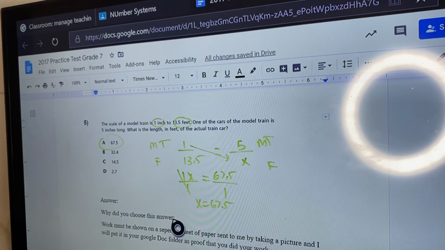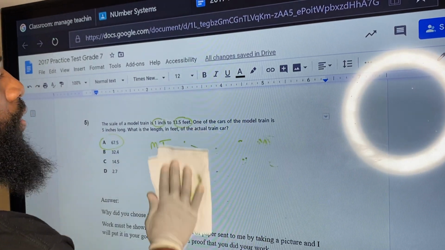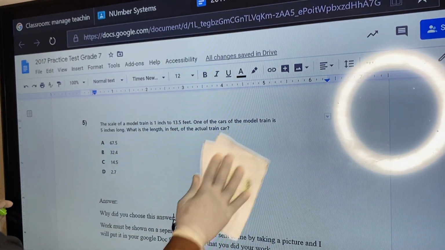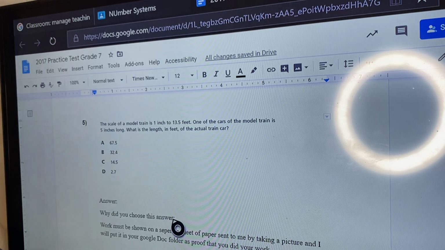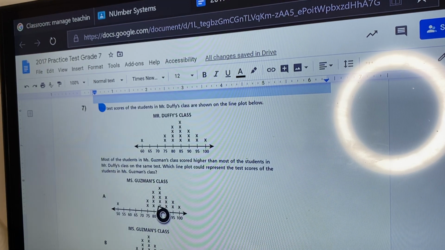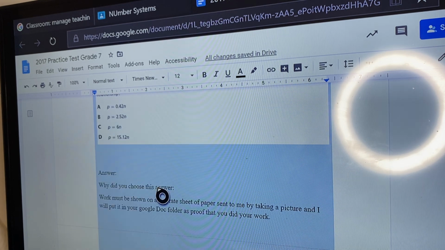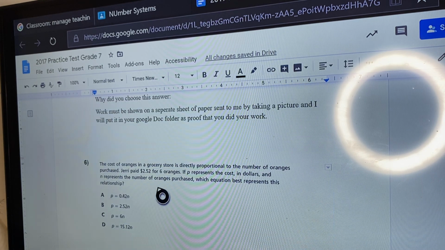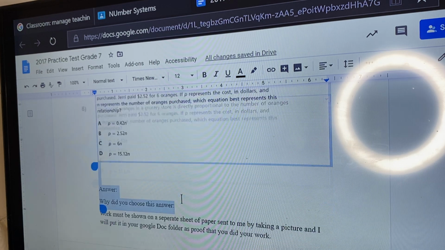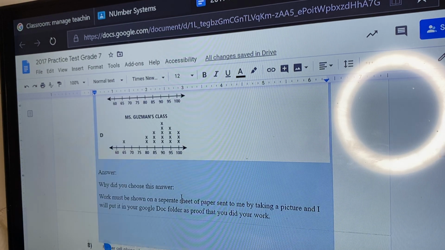Alright. Erase. Six. We did 6 already in the last assignment, so I'll leave that for you guys. 7.